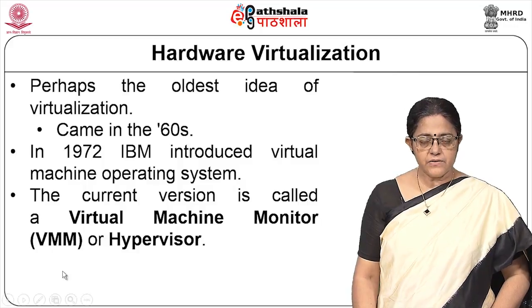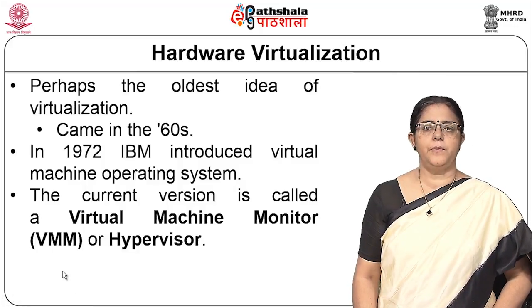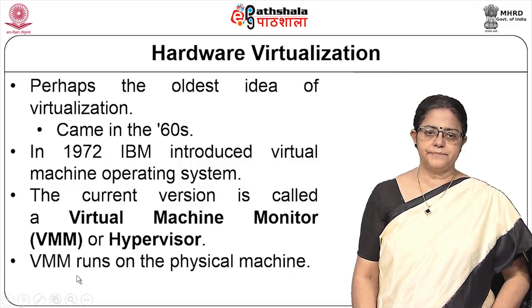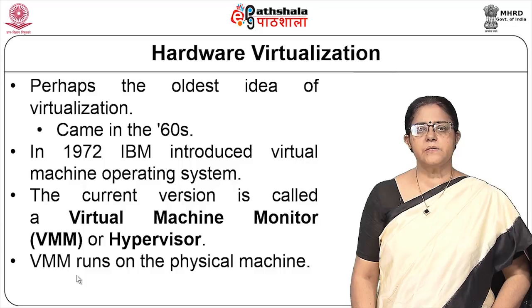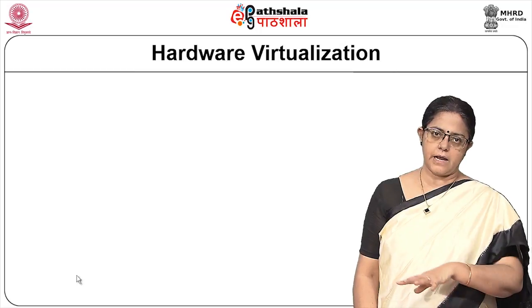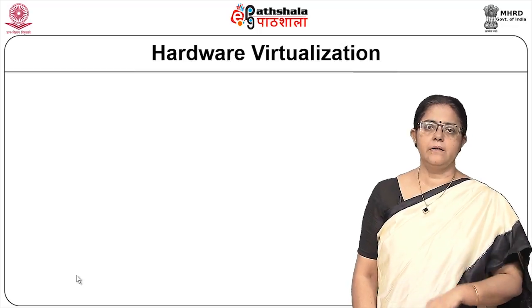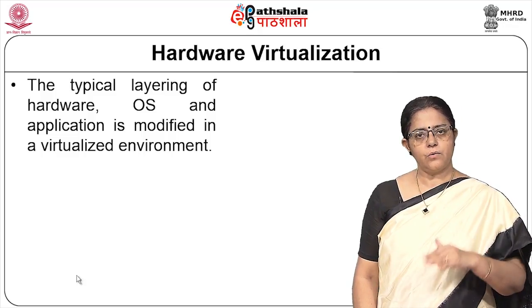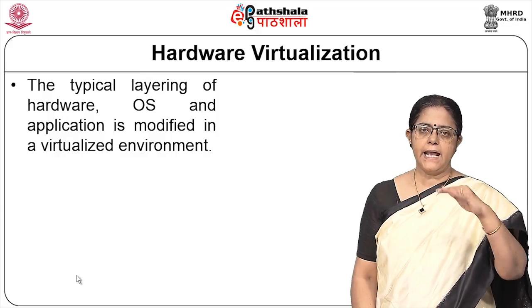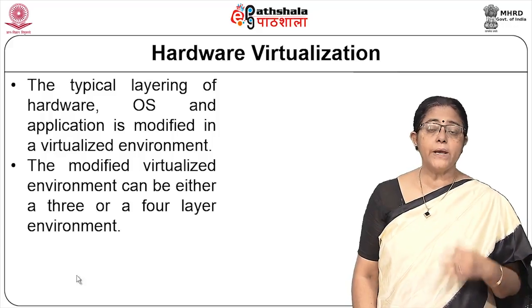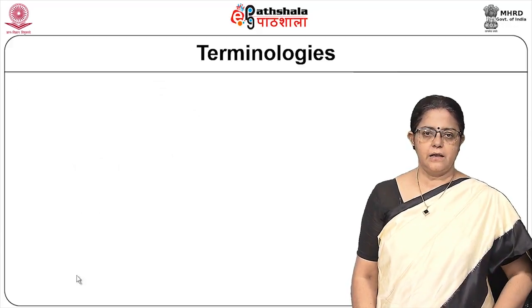Now, one very popular mechanism is called the virtual machine monitor, VMM, or hypervisor. This hypervisor runs in the system and helps virtualize the hardware at the HAL level, which means all the hardware underlying the ISA will be virtualized using this mechanism. The typical layering of hardware, OS and then application is modified with another layer of virtualization. That is how we typically visualize virtualization.